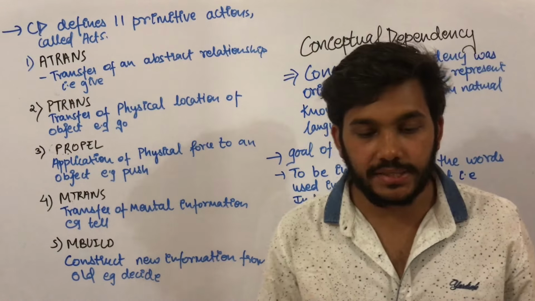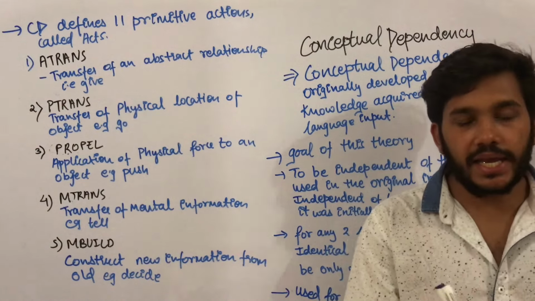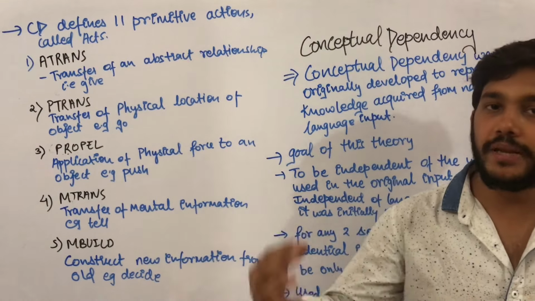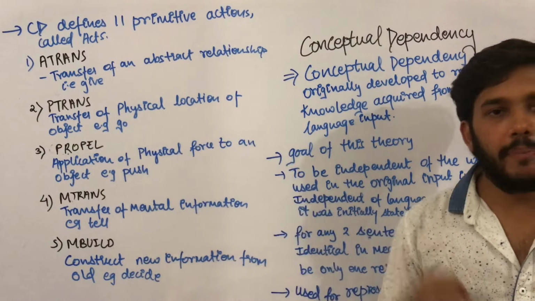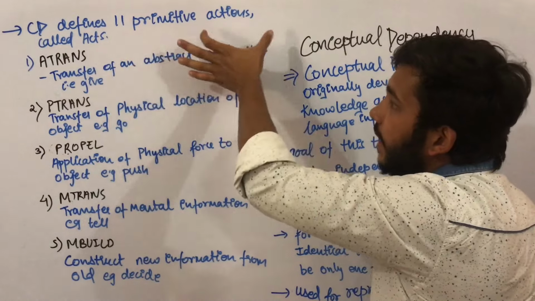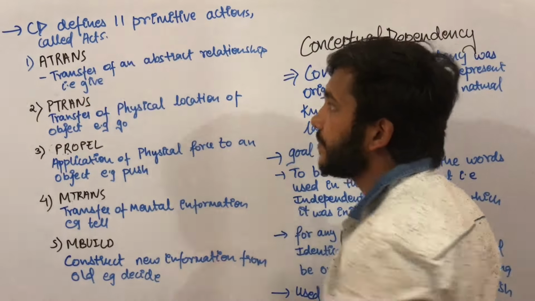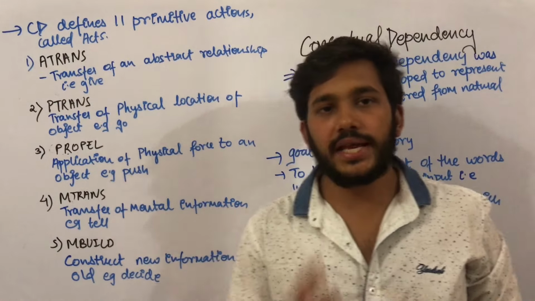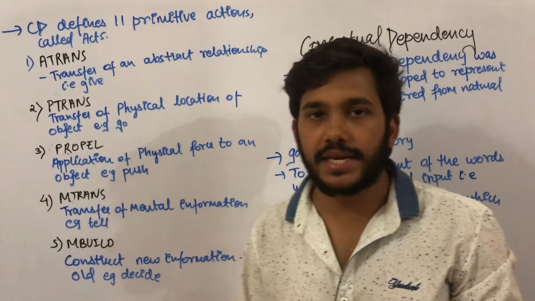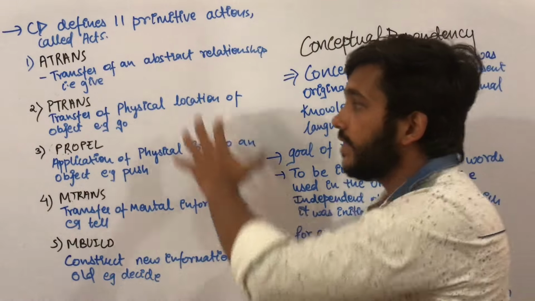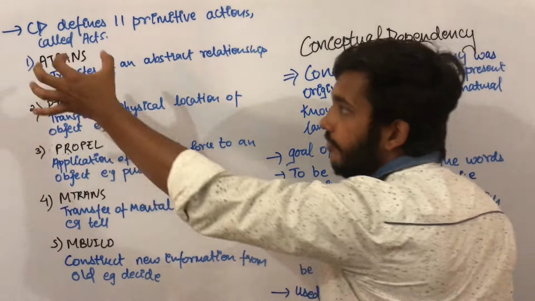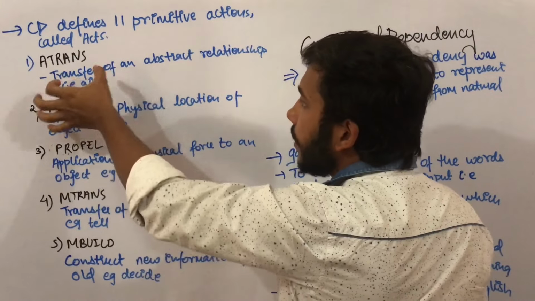This conceptual dependency is used for representing English pieces of statements. Different English statements can be represented in conceptual dependency. Conceptual dependency has 11 primitive actions called acts. Every action in real life or every statement in an English sentence can be represented with the help of these 11 primitives.